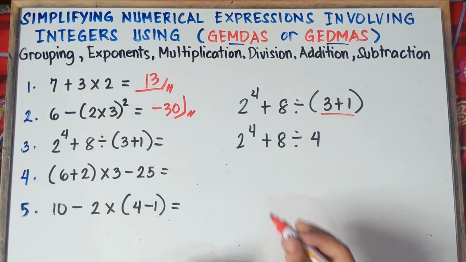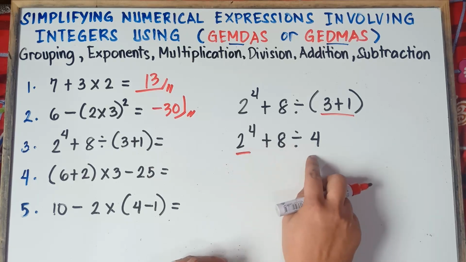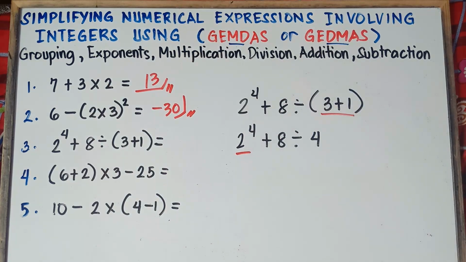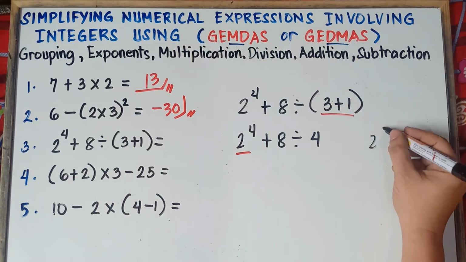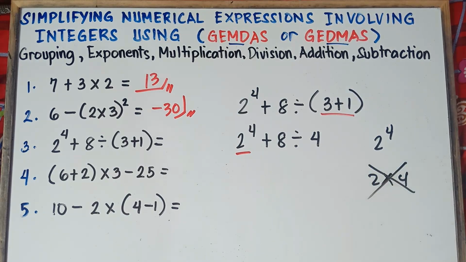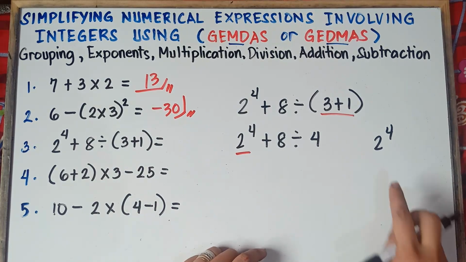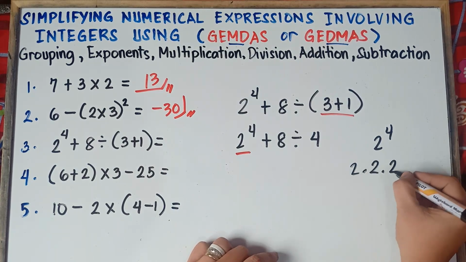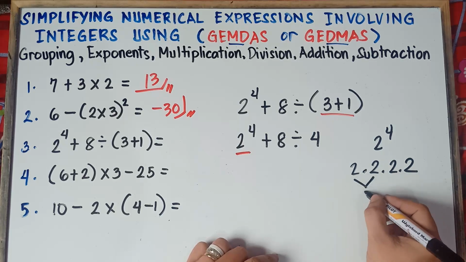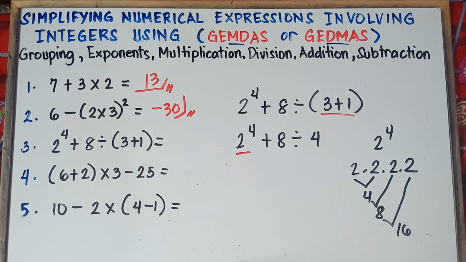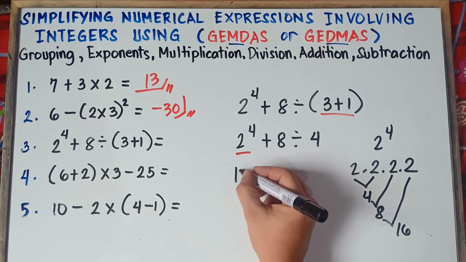Alright, and then simplify this one first. Exponents come first before we divide. Once again, class, exponents come first before we divide. So 2 raised to the power of 4. What's the answer, class? It doesn't mean 2 times 4. Once again, class, it doesn't mean 2 times 4. You will commit a mistake, class. 2 raised to the power of 4 means you multiply 2 by itself 4 times. This is 2 times 2 times 2 times 2. So 2 times 2, that's 4. 4 times 2, that's 8. 8 times 2, that would be 16. So therefore, 2 raised to the power of 4 would be 16.